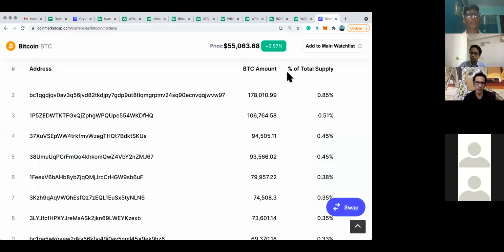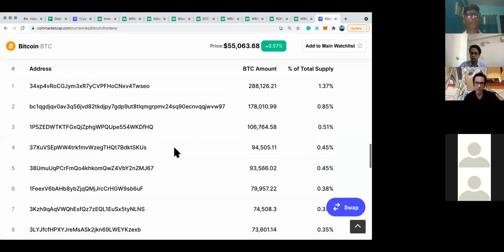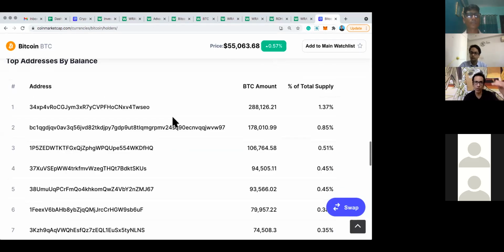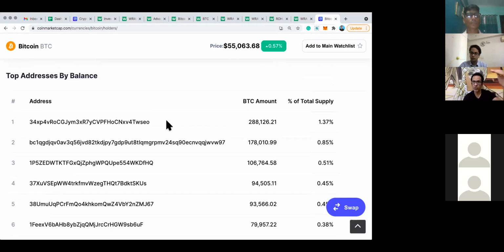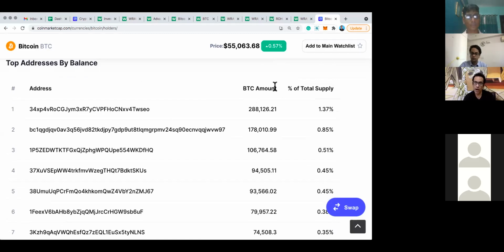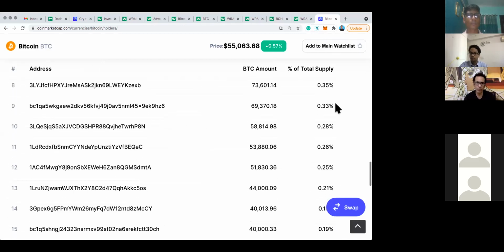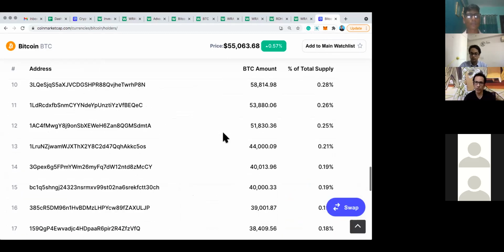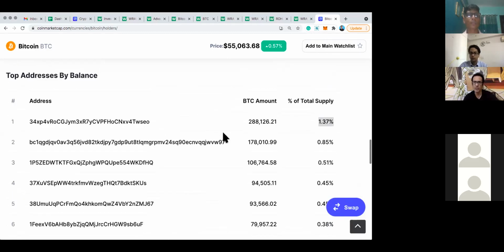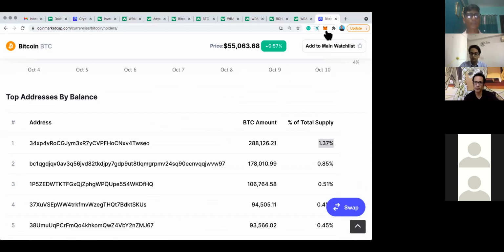So for example, if you go to CoinMarketCap, they will show you at any given point of time which are the top Bitcoin addresses in the world, how much they are holding in terms of Bitcoin and as a percentage of the total. So this one single address right now is holding 1.37% of all the Bitcoins of the world. So these are the top 20. We always follow their activities also. What are they doing? Is that clear?